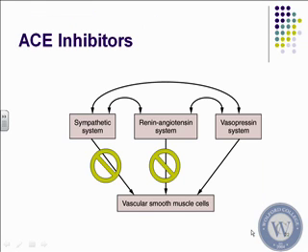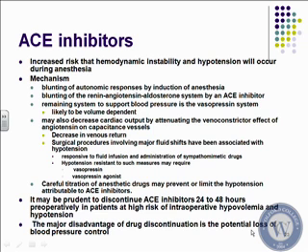Usually most people are already on sympathetic system blockers from the general anesthesia, and then for the renin-angiotensin system, you take the ACE inhibitors and knock that out. So now you're left with only vasopressin that controls your vascular smooth muscle. So these people are really going to be symptomatic when you put them under general anesthesia. It increases the risk that hemodynamic instability and hypotension will occur during anesthesia. So ACE inhibitors are not a joke.